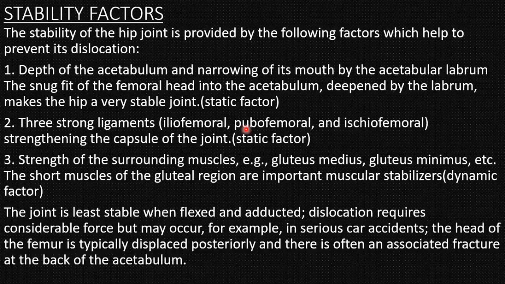Now, stability factors. When discussing stability factors, you state the static stability factors and the dynamic stability factors. Now, the stability of the hip joint is provided by the following factors which prevent its dislocation. When discussing stability, please note this: the stability of a joint and the range of movement of the same joint are inversely proportional. So, the more mobile a joint is, the less stable it is. And the more stable a joint is, the less mobile it is. The higher the stability, the lower the range of movement of that joint.